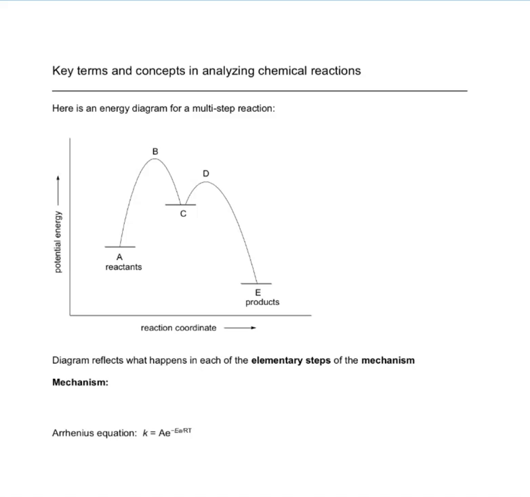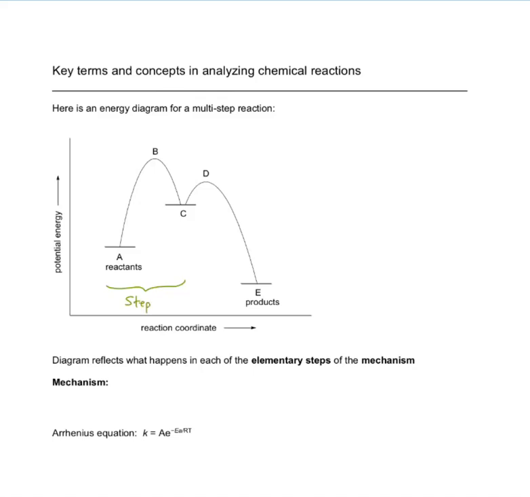So this is an energy diagram for a reaction that has more than one step. You're probably familiar with seeing diagrams like this for just one-step reactions. This one involves multiple steps. And so the overall reaction would be taking us from the reactant side, A, to the product side, E. But within that reaction, we have these two steps.